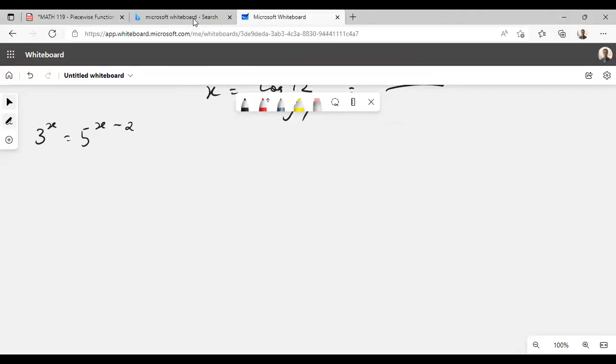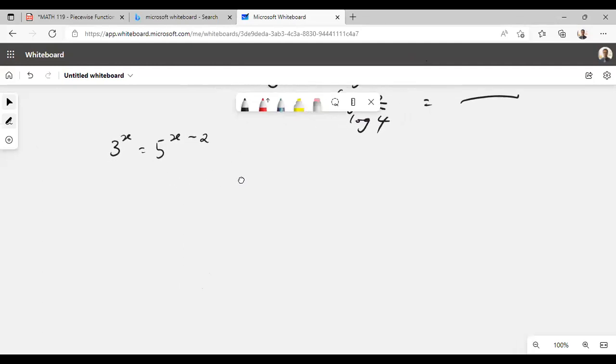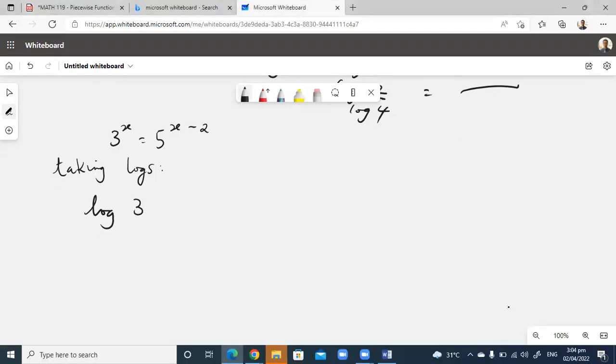Right, so look everybody, look at this. I'm going to write down rule by rule, step by step what I'm doing, and I'll give you one to try. The first thing you do in a question like this is you apply your logs, or you could say taking logs on both sides. So you'll get log 3 to the x is equal to log 5 to the x minus 2. I took logs of both sides.